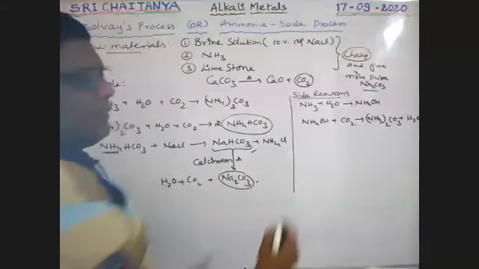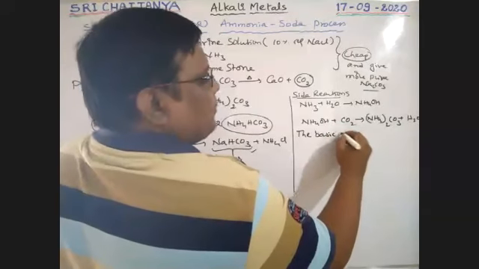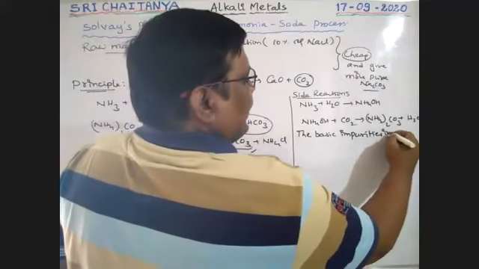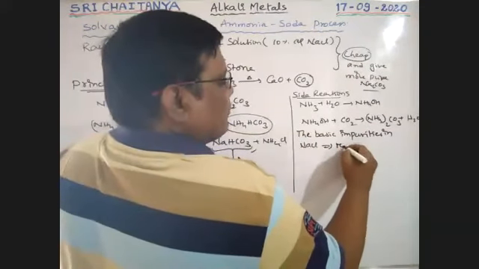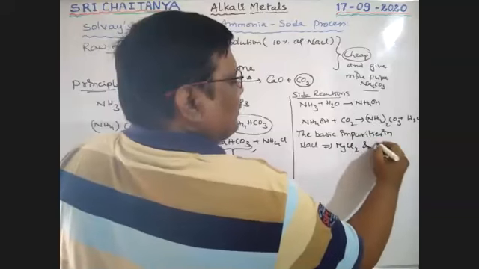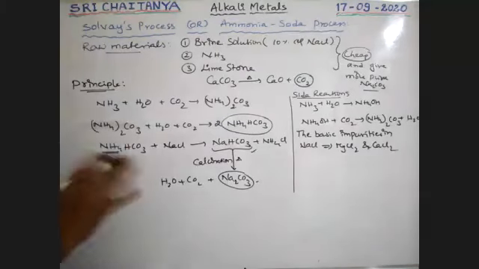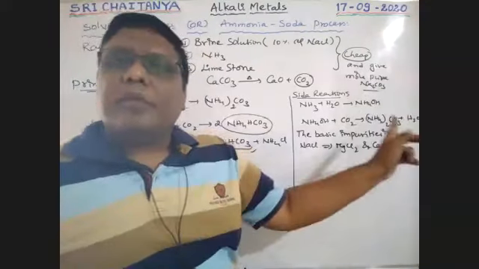So the basic impurities in NaCl are MgCl2 and CaCl2. Those are the main impurities. Now these impurities are removed with the help of these.